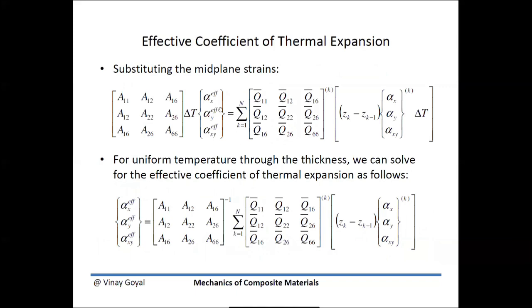I can do that. So for uniform temperature, I can solve for that by inverting this matrix, okay? And delta T cancels out. So inverting that gives me this quantity, and now I can get the effective coefficient of thermal expansion for the whole stack using this formula. So given the coefficient of thermal expansion for a ply that's transformed in the global orientation, multiplied by the Q matrix, multiplied by the A matrix inverse gives me the effective coefficient of thermal expansion of the whole stack.